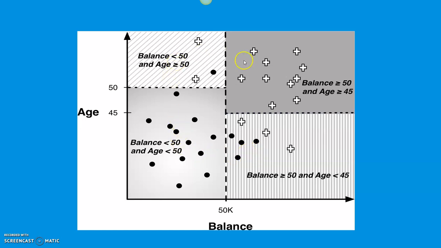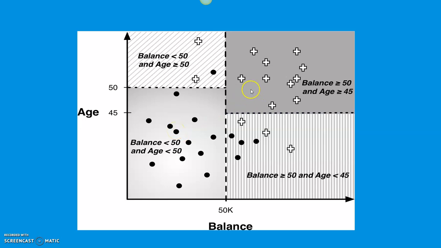This is a mutually exclusive and collectively exhaustive segmentation of all your customers. And you can see that if the balance is less than 50 and the age is less than 50, that's pretty bad for your company, because almost all of them are written off here.